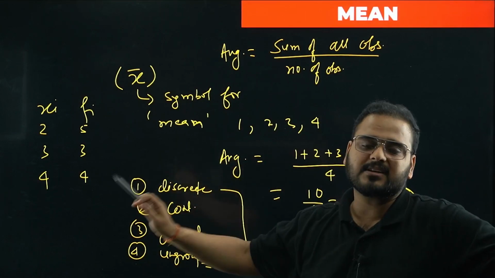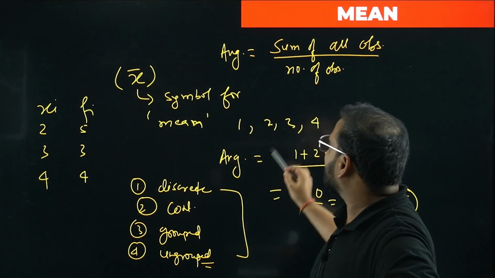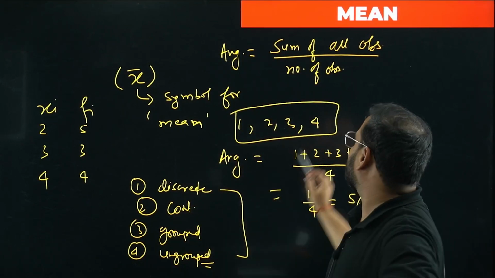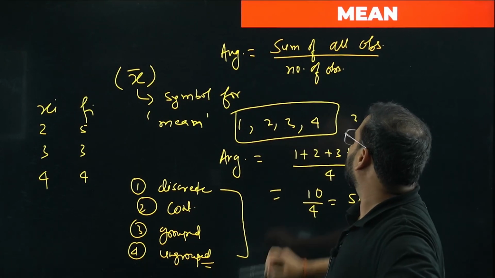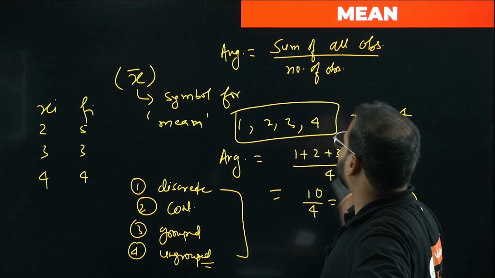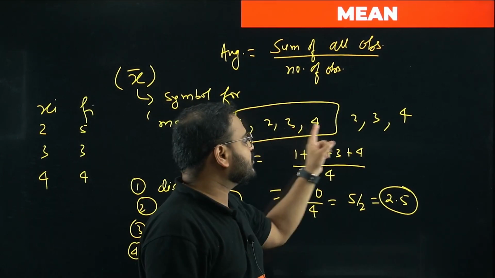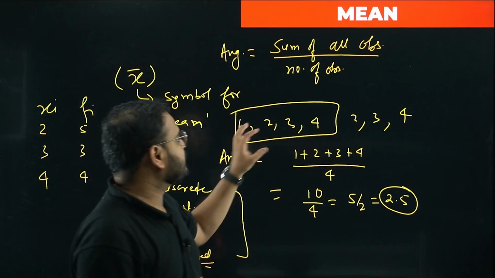They will be individual data. Sometimes this data can be converted into ungrouped data also. If I have, let's say, 2 over here, and one more 2 is coming, one more 3 is coming, one more 4 is coming, then we can write the frequency of 2 is 2, the frequency of 3 is 2, the frequency of 4 is 2 again.